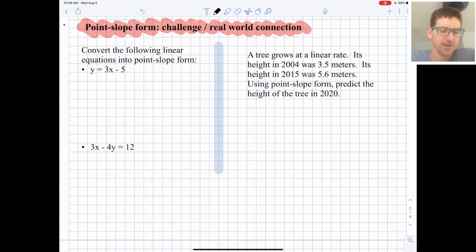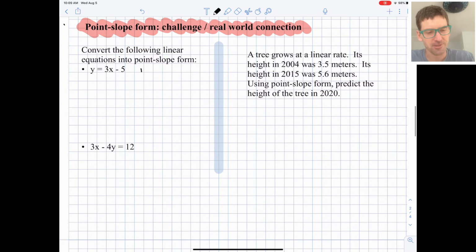And it looks like we have a slope-intercept form first, y equals 3x minus 5. I'm going to give you a couple options here, and I think you can choose either one you want. So I think the easiest way to do this, but it won't really demonstrate full point-slope form as much as it could, is to just realize we have a slope of 3, and we have a point of (0, -5). And we can just plug all that in.